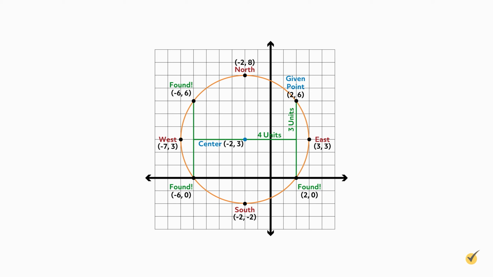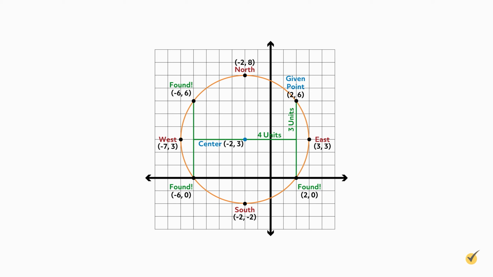We found 3 more. On the left or west side, we found -6, 6 and -6, 0. And below our given point, we found 2, 0. Altogether, we now have 8 points on our circle, including the given one. And if we're willing to do some heavier math, we can find any of the infinite number of points on our circle. Since we're on such a roll, let's try that too.